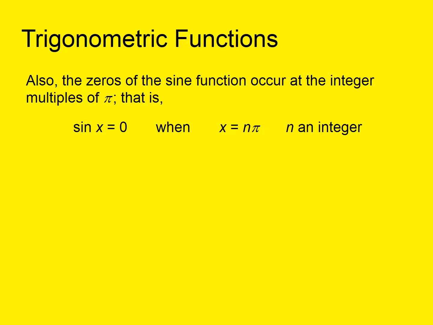Also, the zeros of the sine function, right? That wave intersected the x-axis infinitely many times, including at the origin. They occur at the integer multiples of pi. So sine x equals 0, whatever x value makes that true, is a zero of the sine function.